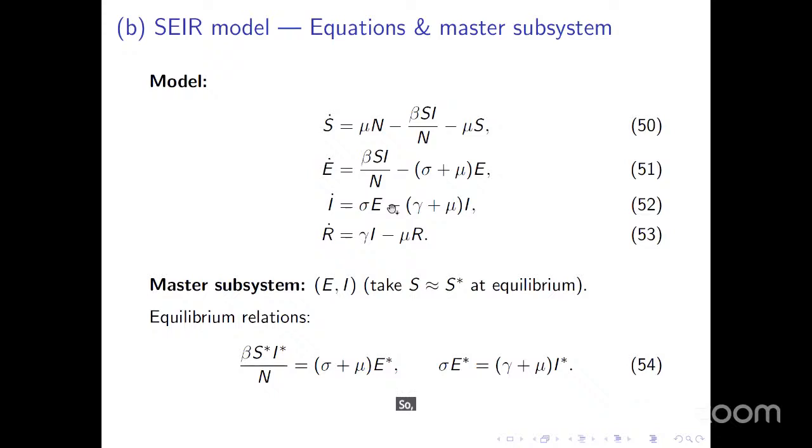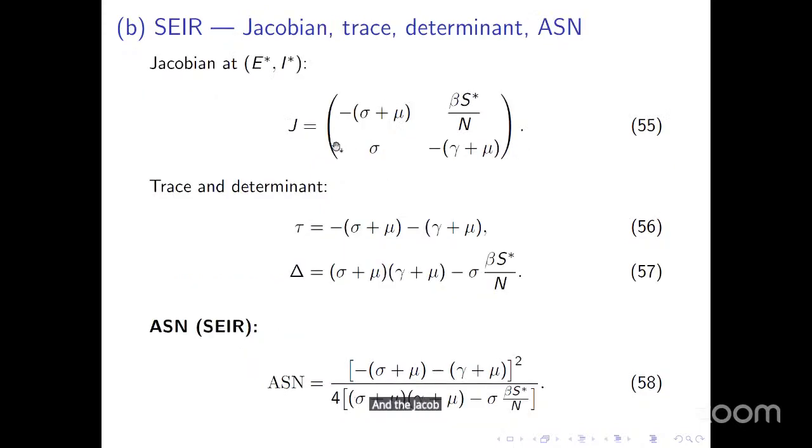The same applies if we have a system of this form, the SEIR, which is the susceptible, exposed, infected, and recovered. So if you have 4 compartments, here your master subsystem will be E, the exposed, and the infected group. In this case, your equilibria will be given by that, your Jacobian will be given by equation 55, and then your trace and determinant will be given by equations 56 and 57. The Atangana strength number in this case will be given by the following equation in equation 58.